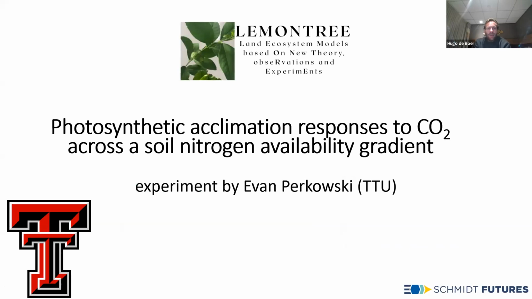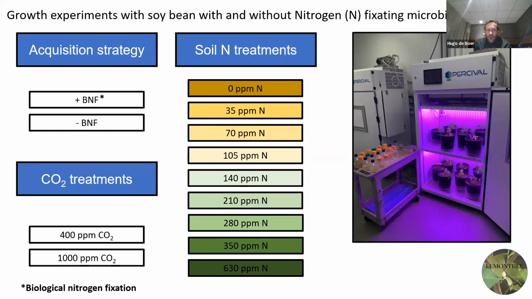A second experiment that I would like to share with you is the photosynthetic acclimation responses to CO2 across a soil nitrogen availability gradient. This is by Evan, and what we are showing here is a combination of how many nutrients are available to the plant and the CO2 environment in which the plants are growing. Optimality theory predicts that under higher CO2 concentrations, plants invest fewer resources in their photosynthetic biochemistry. And when plants have more nutrients available, they would invest more of these nutrients in increasing their photosynthetic biochemistry.